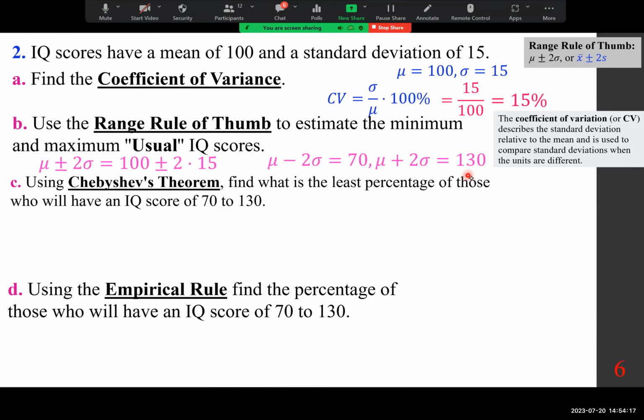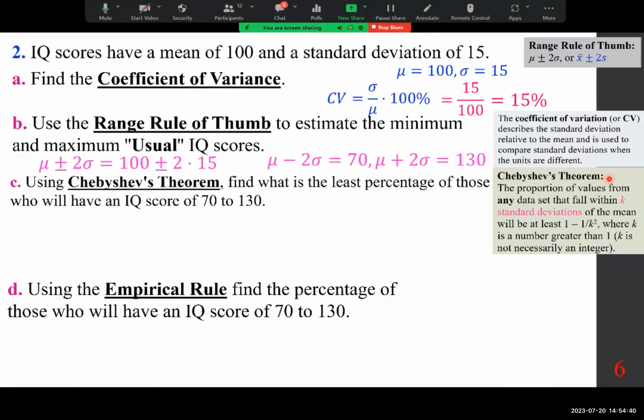Now, using Chebyshev's theorem, find the least percentage of those who will have an IQ score of 70 to 130. Using the empirical rule, do the same. In fact, since we've come up with that, we already know the answer is within 2 standard deviations. But let's quickly look at a couple of things.